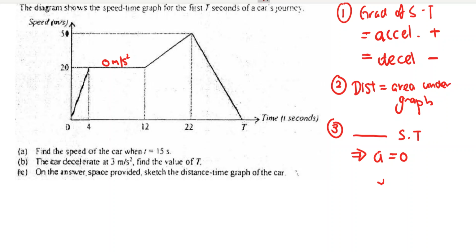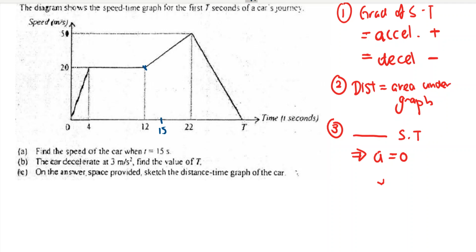Now in terms of solving, there are two major ways they can ask you and students struggle in, which is number one. Alright, so you read the question. This is the speed time graph of the car's journey in the first t seconds. Alright, so they want to find the speed of the car when t is equal to 15. So where is t equals to 15? 15 is probably somewhere around here. Alright, so this is a kind of question where most students struggle.